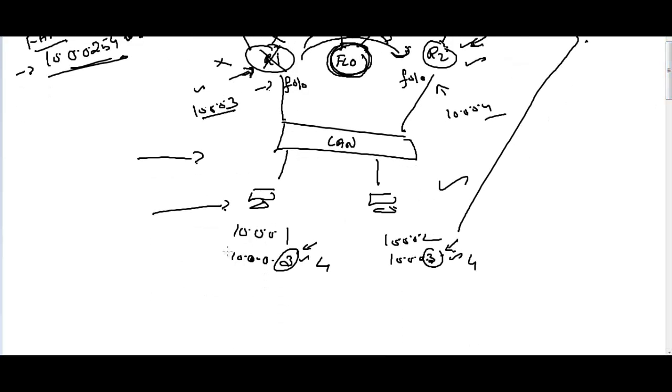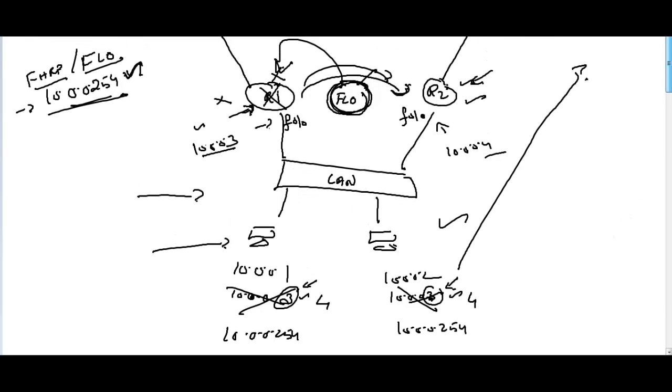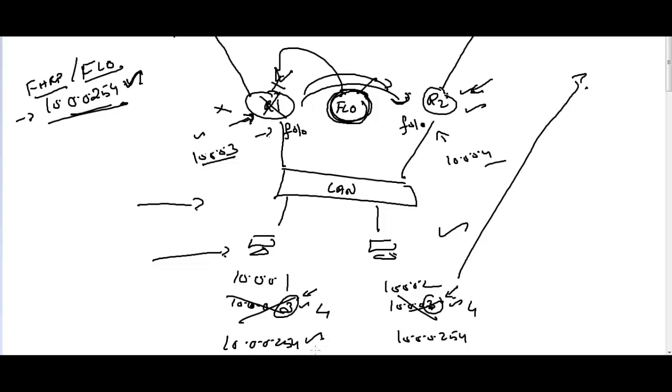Now instead of writing 10.0.0.3, if I write 10.0.0.254 as the gateway, all the packets will be sent to this gateway.